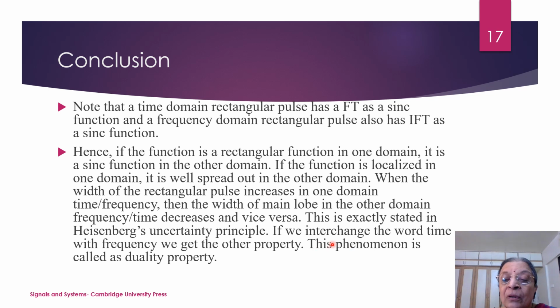So the resolution in the time domain multiplied by the resolution in the frequency domain is always greater than or equal to a constant. The Heisenberg uncertainty principle says that if you want to get resolution in the time domain, you will have to sacrifice resolution in the frequency domain, and vice versa. And when I say vice versa, it is having a duality property. So this phenomenon is called the duality property.